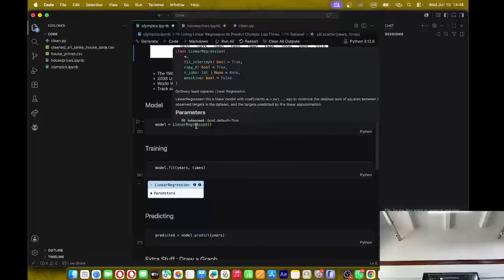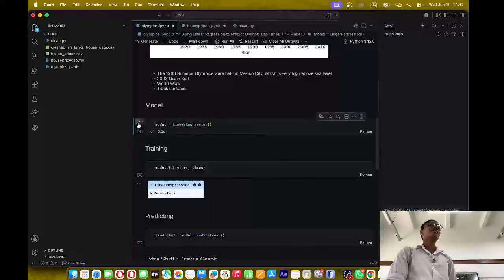That creates a linear regression model. Plain English. Simplest explanation. Okay, shall we create a linear regression model? See how easy it is? Done. See the green tick?